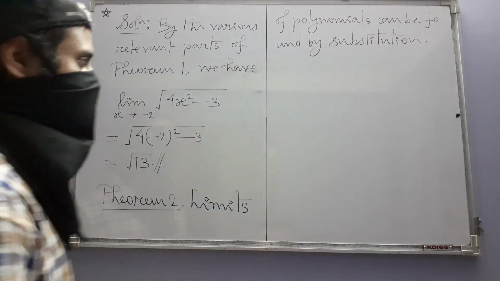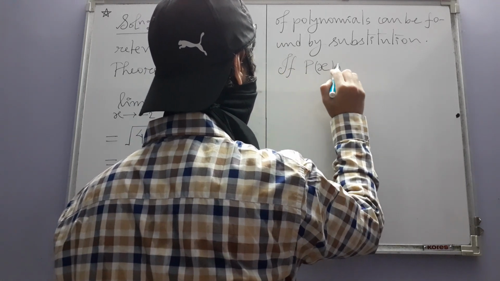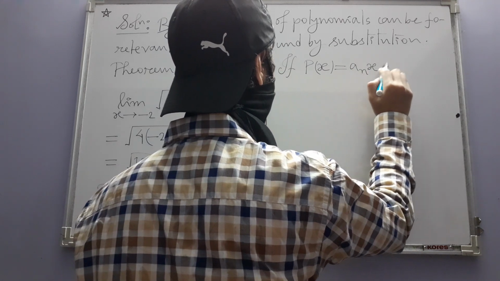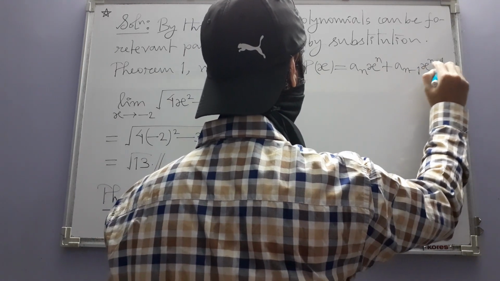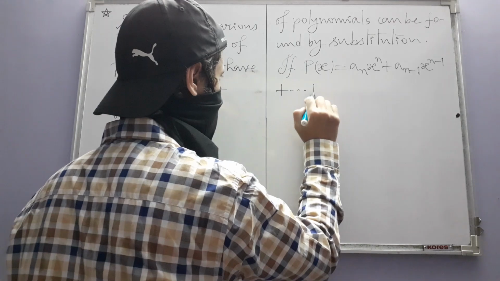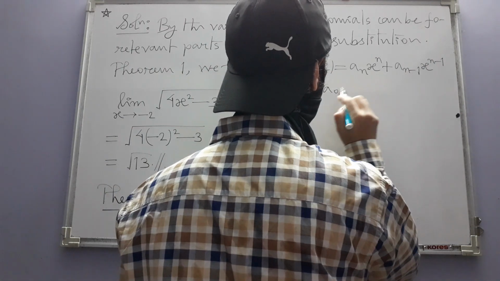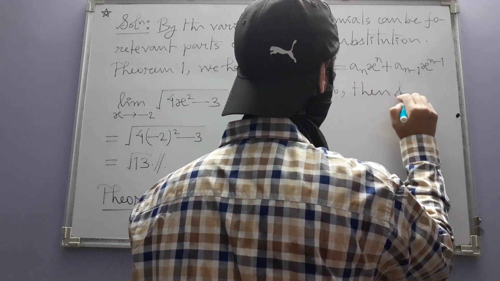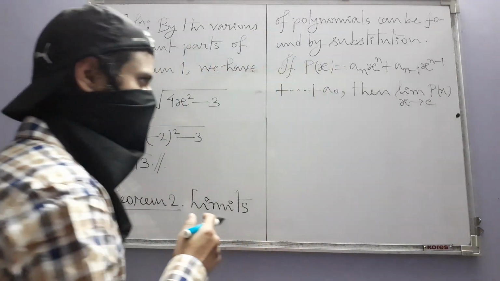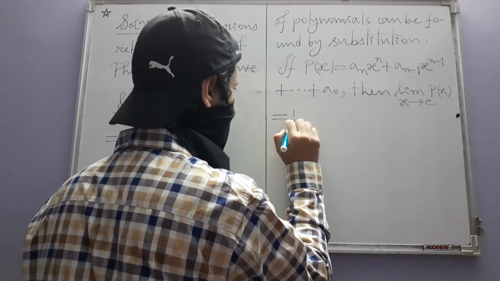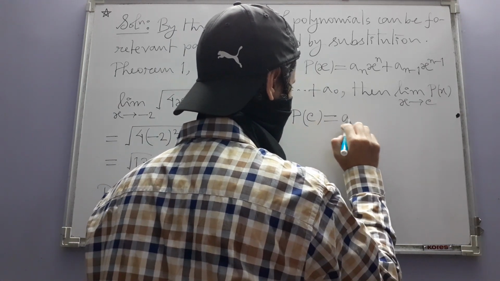And specifically it means this: if p of x is this polynomial function a n x to the power n plus a n minus 1 x to the power n minus 1, and it goes on like that till we reach the constant term a naught, a0, then the limit of p of x as x approaches c, where c is any real number, is nothing but p of c itself, which if you use the expression it becomes this.